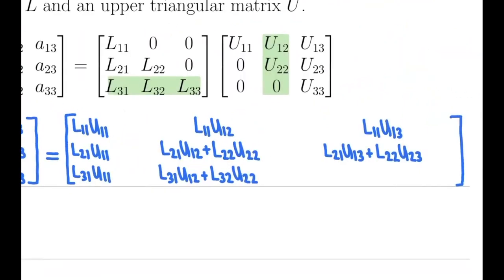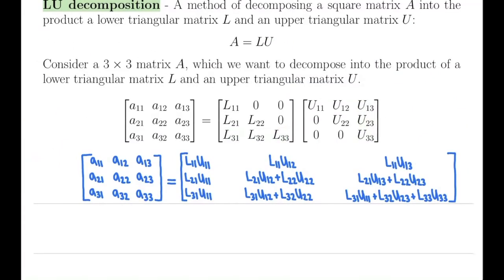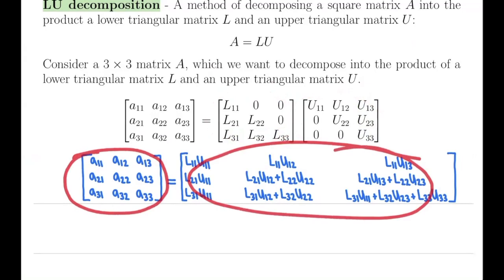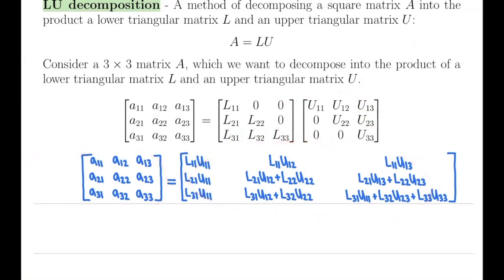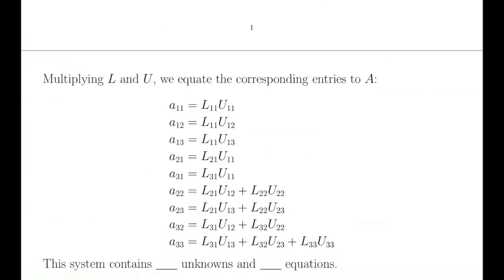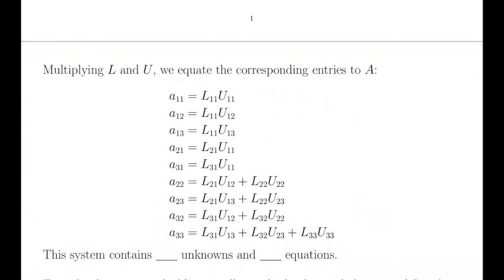All right, so for the last entry with the third row of L and the third column of U, what is that going to be? L31 U13 plus L32 U23 plus L33 U33. Okay, so great. We multiplied L and U. So now we have these two 3x3 matrices equal to each other. Now I can just set each corresponding entry equal to each other, and that will result in this system of equations.